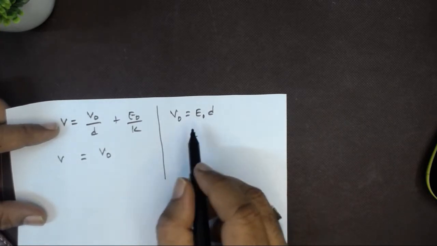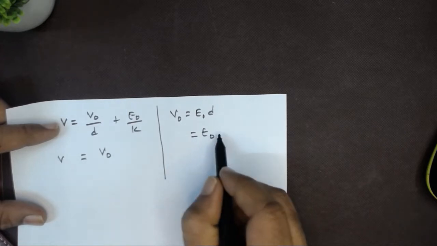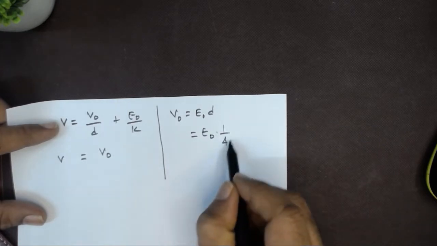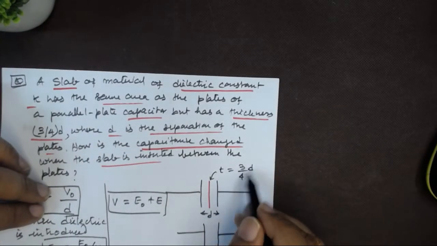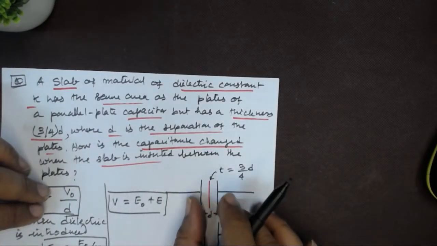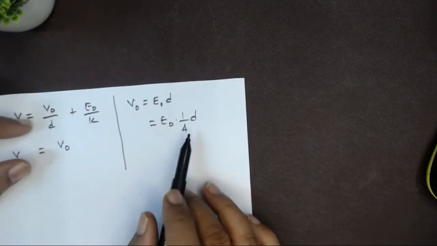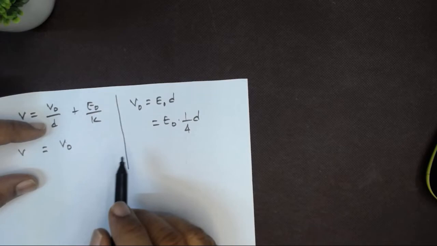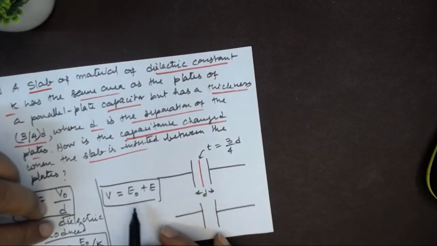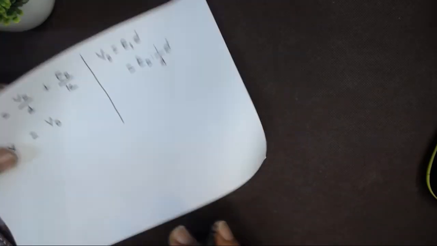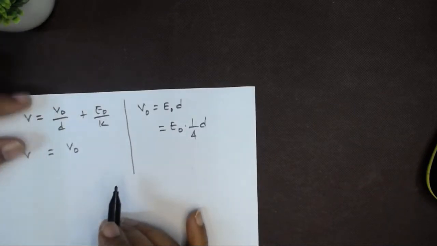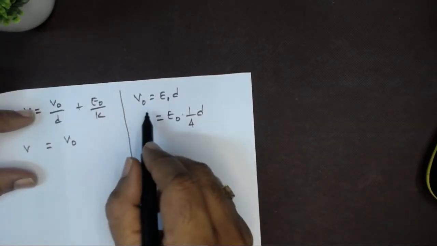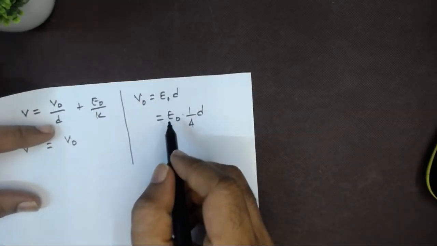Are you able to follow? So E naught into 1/4 of D. Why? Because it is already 3/4. The remaining space is 1/4. So I have taken the distance 1/4. Okay. And what about the other one? See, the other one is 3/4. Okay. That is the width, voltage with what?